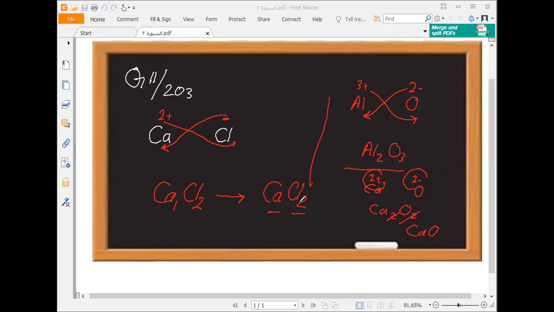Teacher, how did you know that the charge of oxygen is -2? From the group number, as I mentioned in the last class. It is in 6A. It needs 2 more electrons to become stable. 6A, -2. I will write it tomorrow, okay?